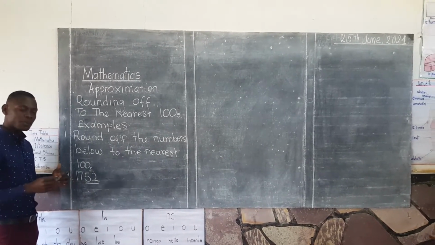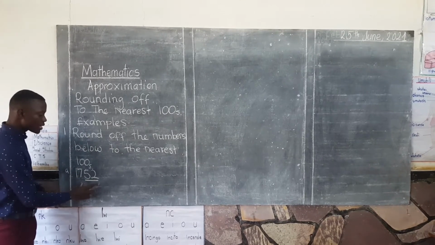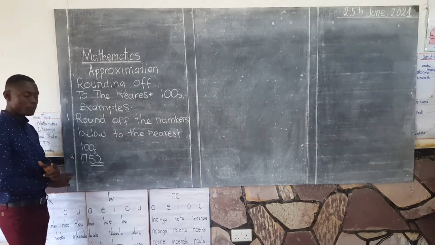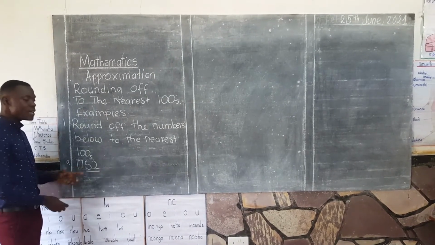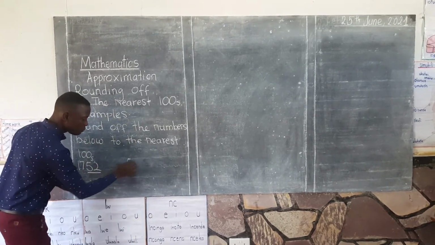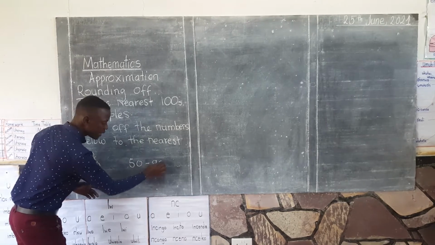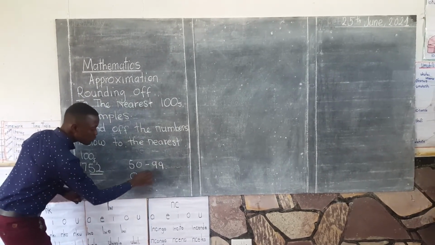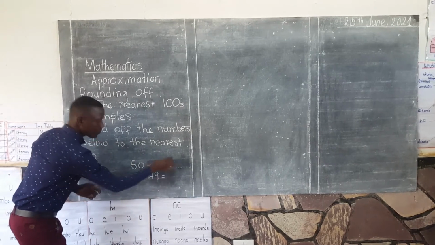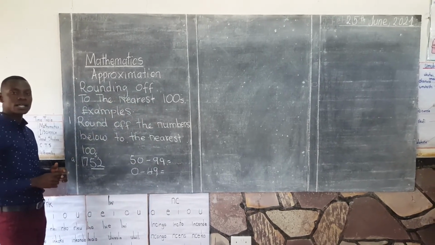So our principle says we need to focus on the last two digits. We check the last two digits. Are they between 50 to 99, or are they 0 to 49? That's the question we should ask ourselves.